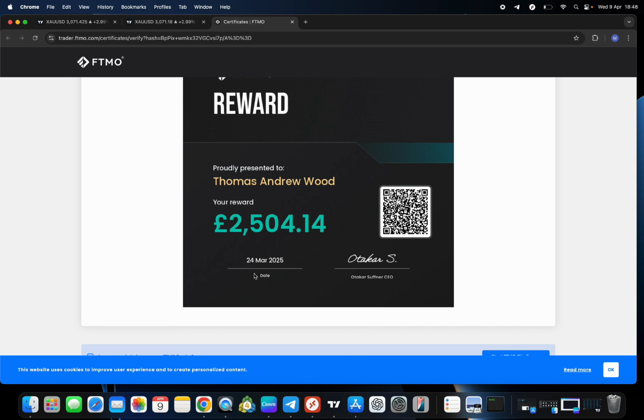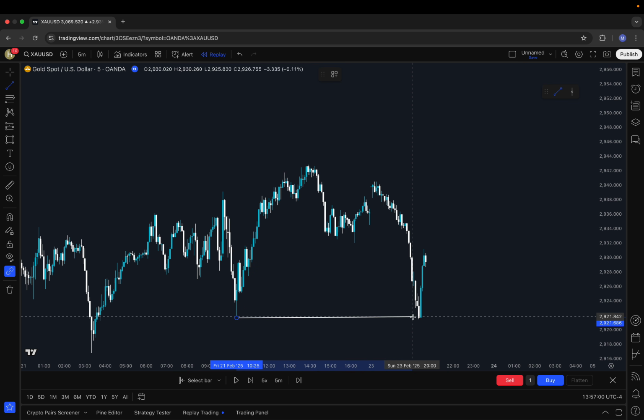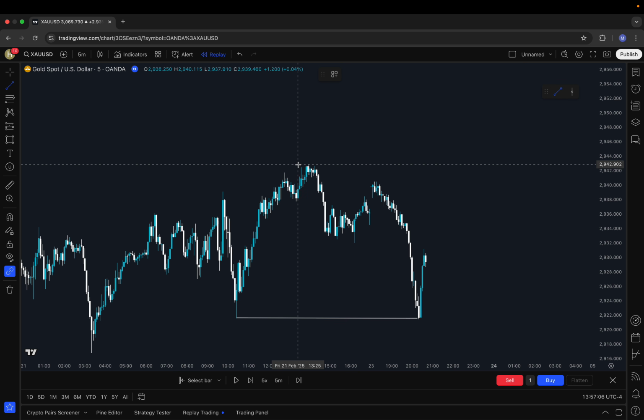So now I'll be moving over to the live example on gold. Right guys, we are now on the live example on gold, and I'm going to show you guys how to use this strategy. So the first thing we're going to do is mark out the recent high and low of the time frame or the session we're going to be trading. So this is my recent low, and this is my recent high.